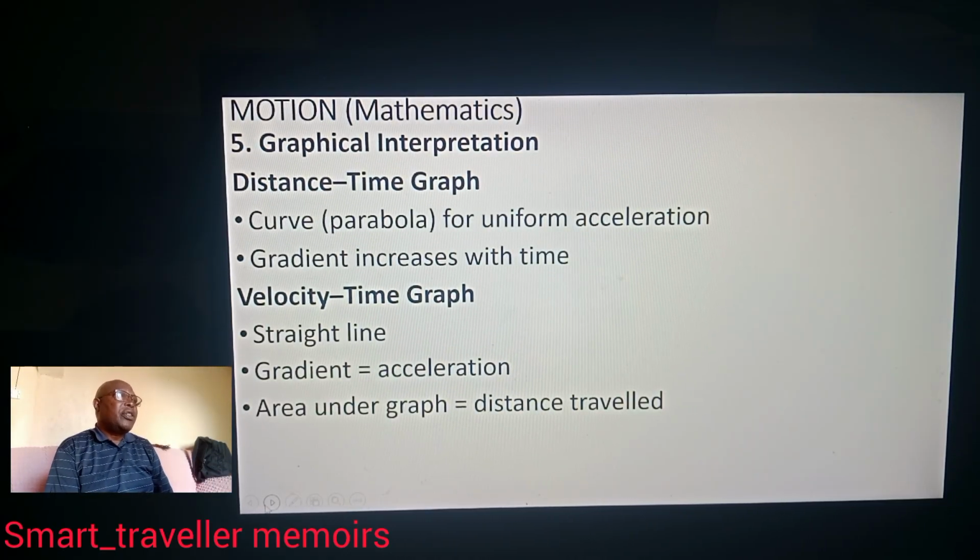Graphical interpretation. Distance-time graph. The curve is a parabola for uniform acceleration, and the gradient increases with the time. Velocity-time graph. This is a straight line. Gradient is equal to acceleration, and the area under graph is equal to distance traveled.